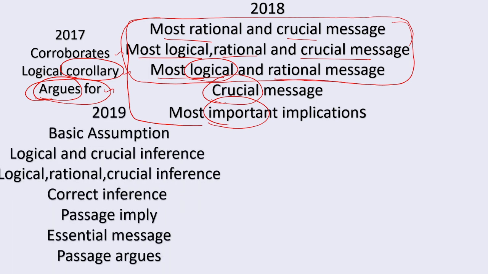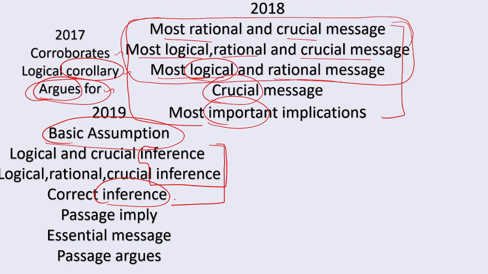But in 2019 they have "this is a basic assumption". But here all is the same. Crucial, inference, nearly the same. Crucial message, rational message, or inference: what do you infer from the passage, what is the correct inference. In 2018 they were going for what is the logical message. Here they are thinking about inferences. What do you infer from the passage, what assumption?